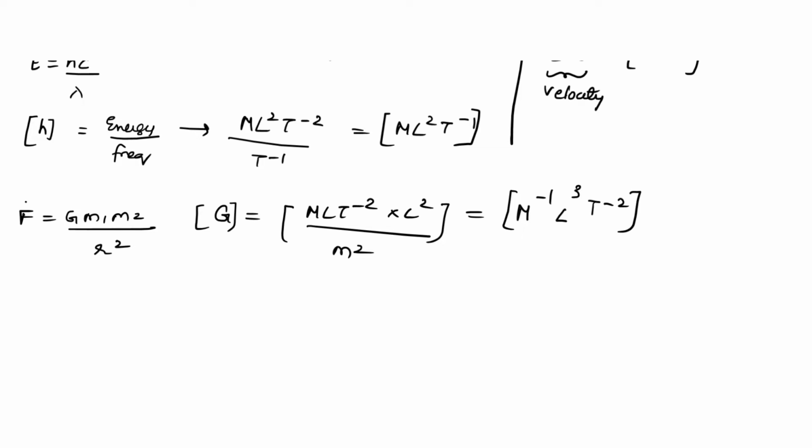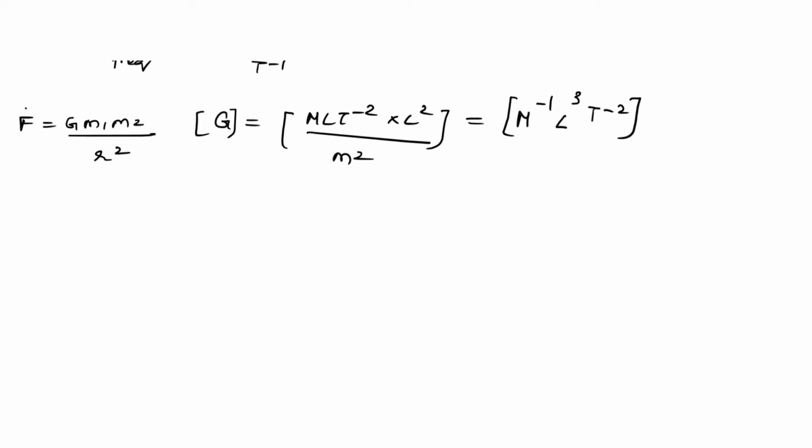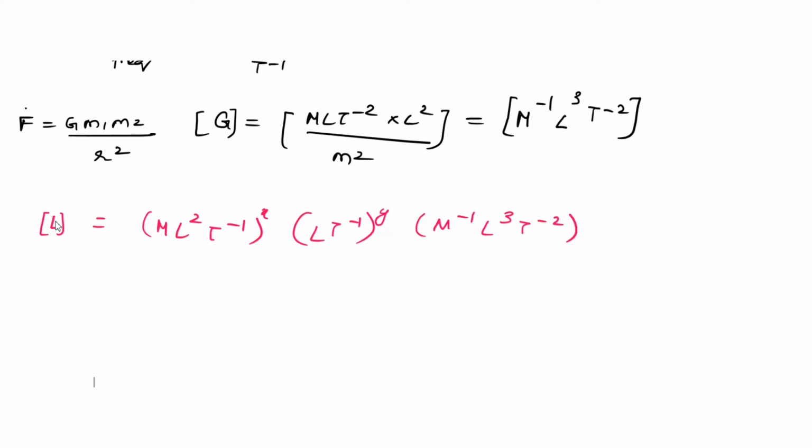Now in the question, they have given that you have to express this length in terms of h, c and G. So we can say that length depends on h to the power x, c power y and G power z. Using our usual method we can express this. So what do we get? L is equal to M L square T power minus 1 whole power x, L T power minus 1 whole power y, M power minus 1 L cube T power minus 2 whole power z. This is what we get.